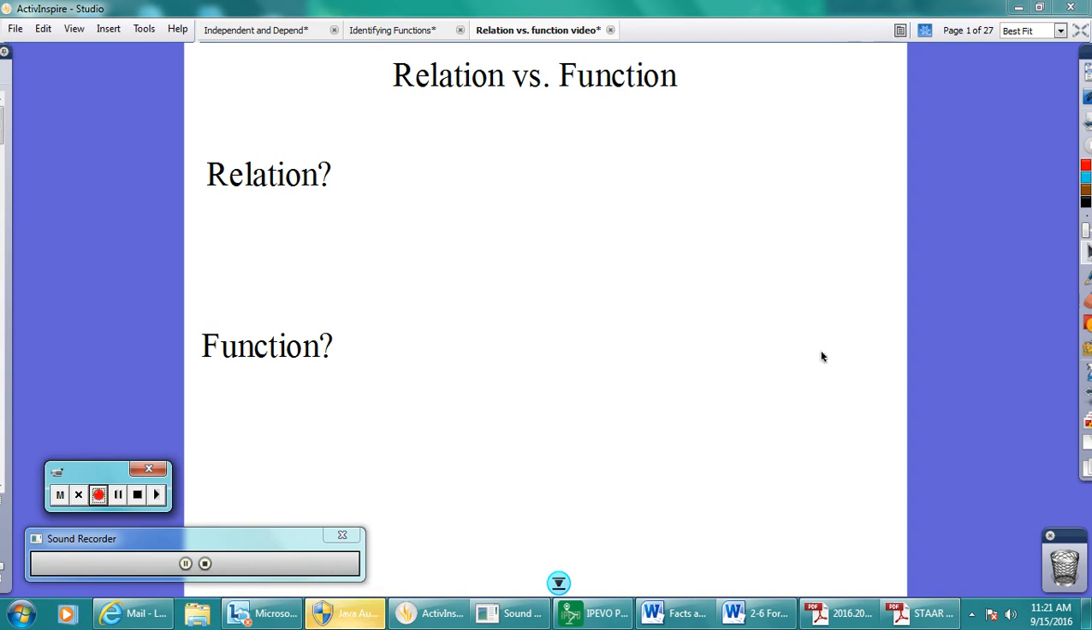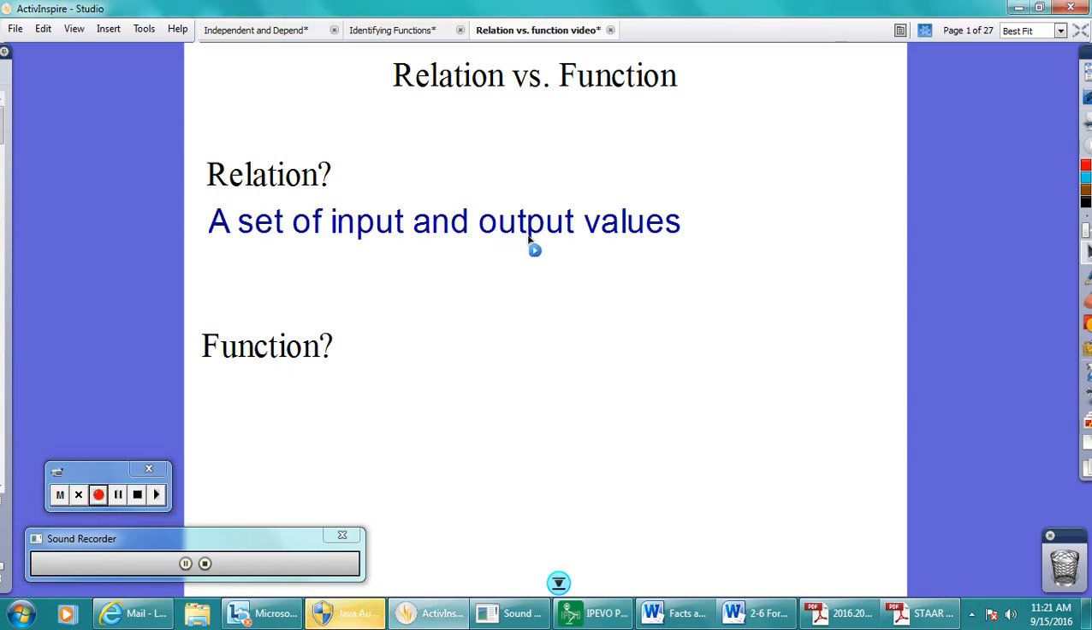Okay, so today we're going to be talking about relation versus function. First of all, what is a relation? A relation is a set of input and output values. Okay, it's like a relationship. You have an input and you have an output. So if that's a relation, what makes a function different than a relation?